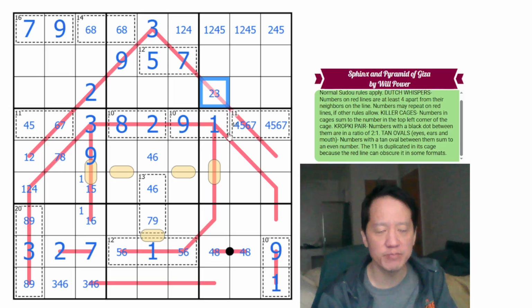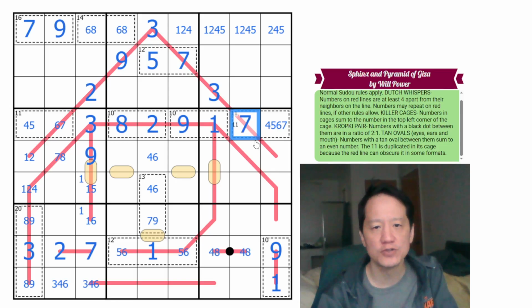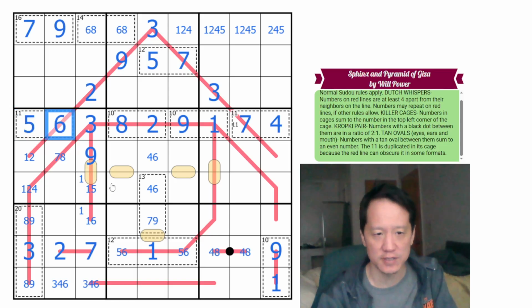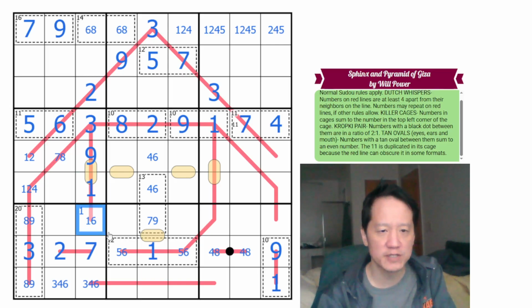This therefore can't be a 2 and must be a 3, because that's the only digit remaining. 3 can only be next to a 7 out of 4, 5, 6, and 7 on a Dutch Whisper line. So this must be 7, which makes this a 4. That makes this 5, which makes this a 6. This can no longer be 5, so this is a 1 now, which makes this a 6. Therefore, 6 can't be here. Oh, this is not 3 or 4. This is 4 or 5.